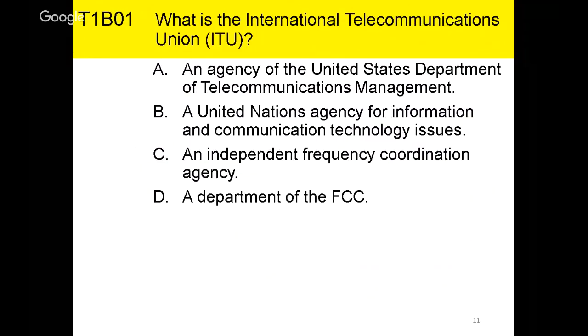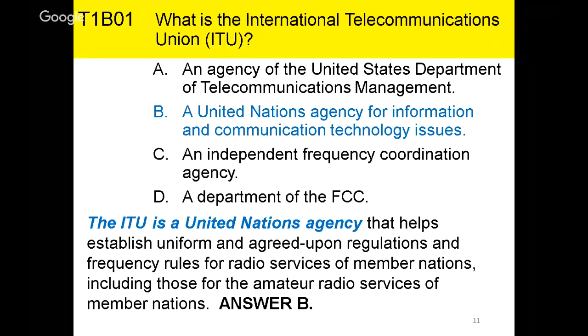Okay, what is the International Telecommunications Union? Again, this is an organization that pretty much coordinates and organizes the various bands and everything that are used in different countries, and it is a United Nations agency, so that should be a no-brainer for you.